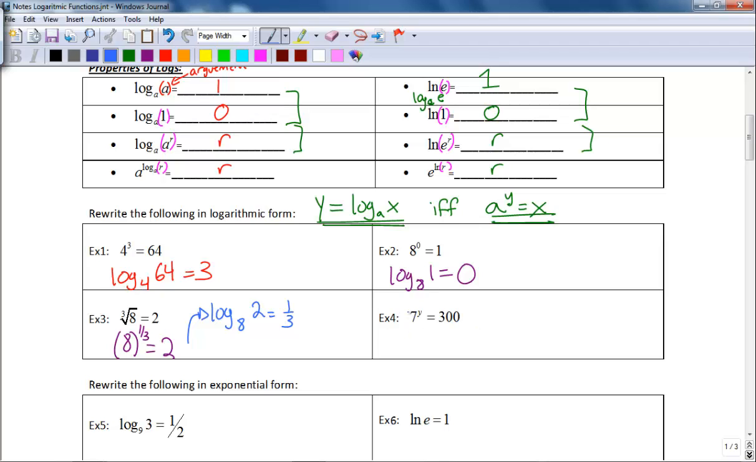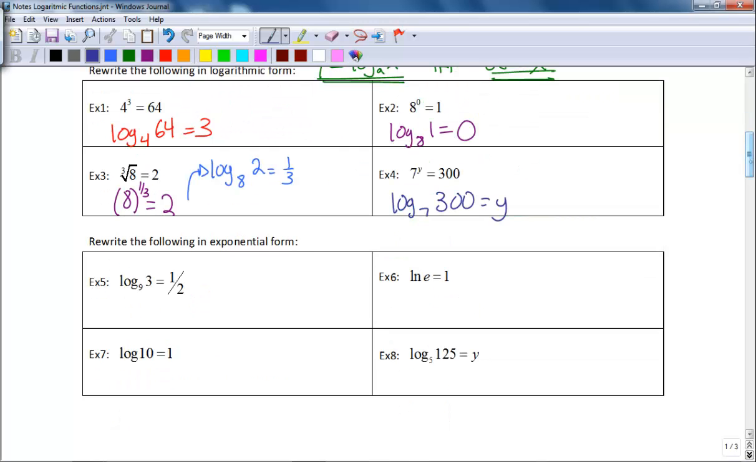All right, let's do this last one. We have 7 to the y is equal to 300. Well, what's our base? Well, our base is 7. So we write log base 7 and then swap these. So 300 is equal to y. So this says that log base 7 of 300 is equal to y. Again, your bases stay the same and you swap those numbers.